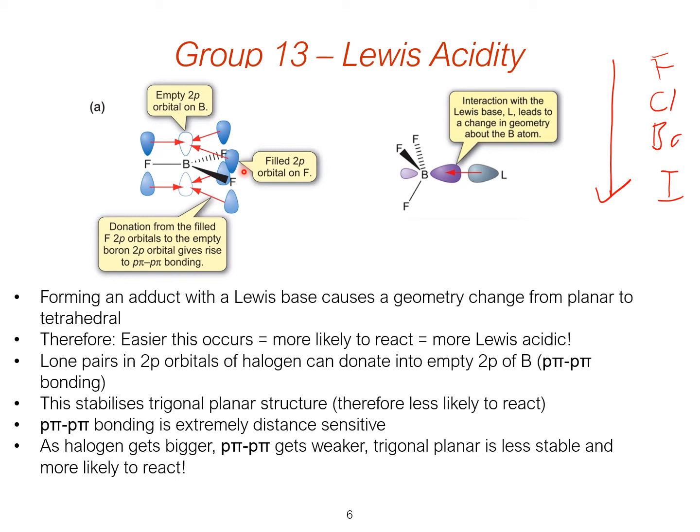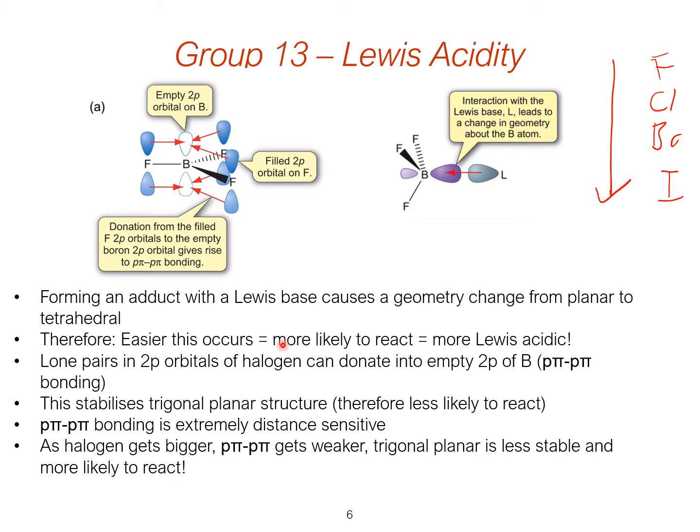So I've got 6 bullet points here that take you through, if this was a question, how to answer it. So the first one is that forming an adduct with a Lewis base causes a geometry change from planar to tetrahedral. So the BF3 itself has this trigonal planar structure, geometry, which is shown here. And then if it was to form an adduct with a Lewis base, could just be like another fluoride ion, could be something like a water with a lone pair from the oxygen, or pyridine, I think we saw in the textbook as well. Then the geometry changes from this trigonal planar to tetrahedral.